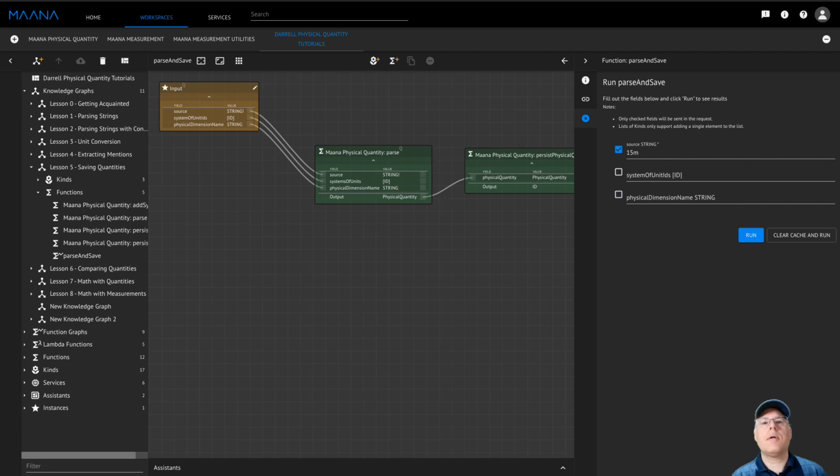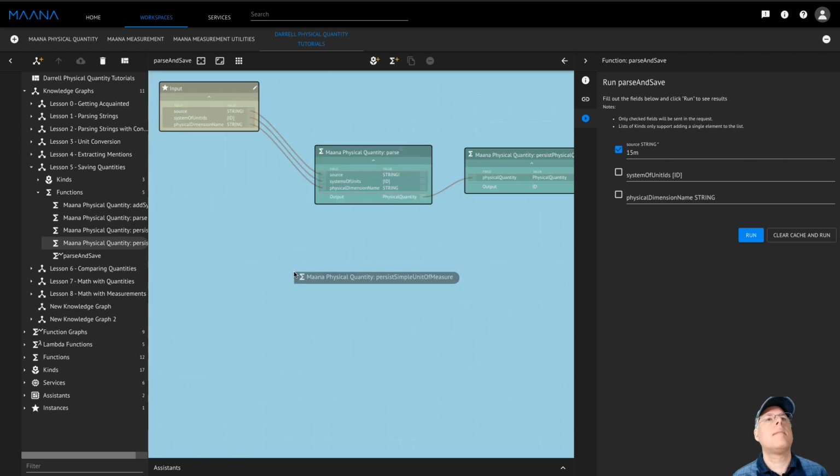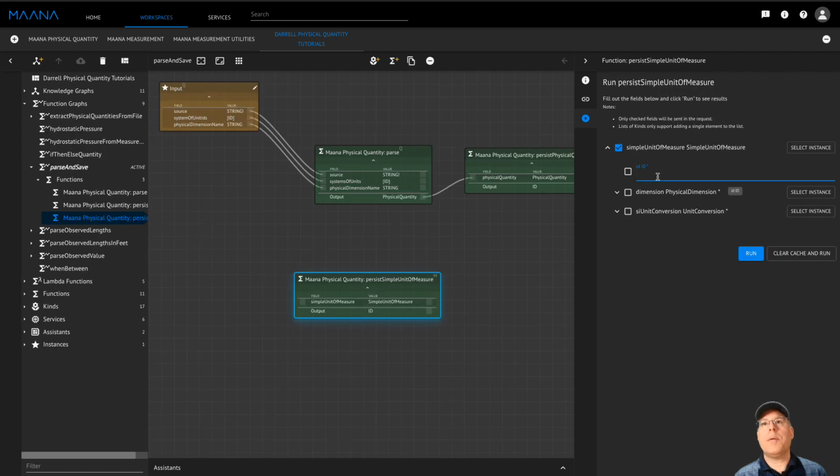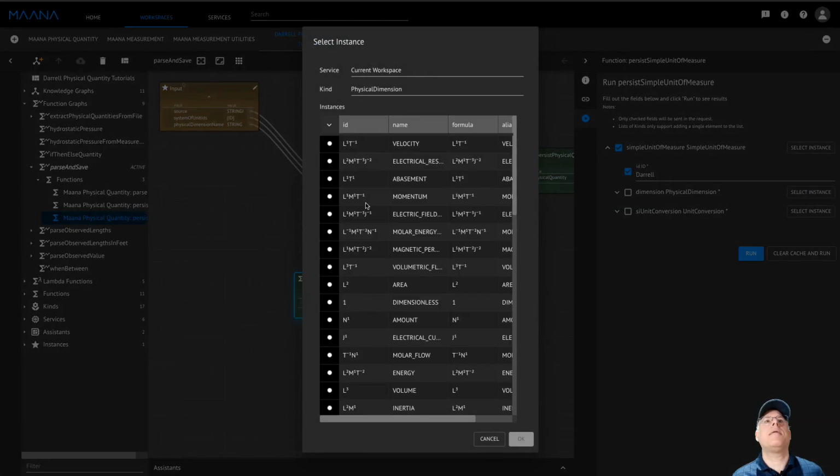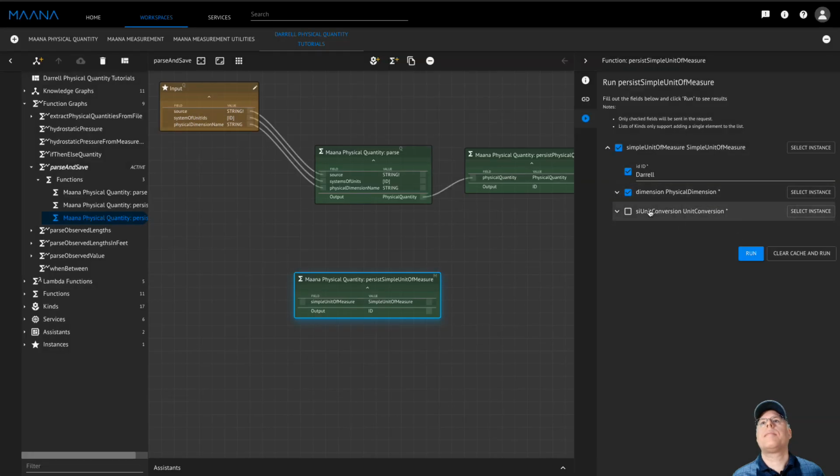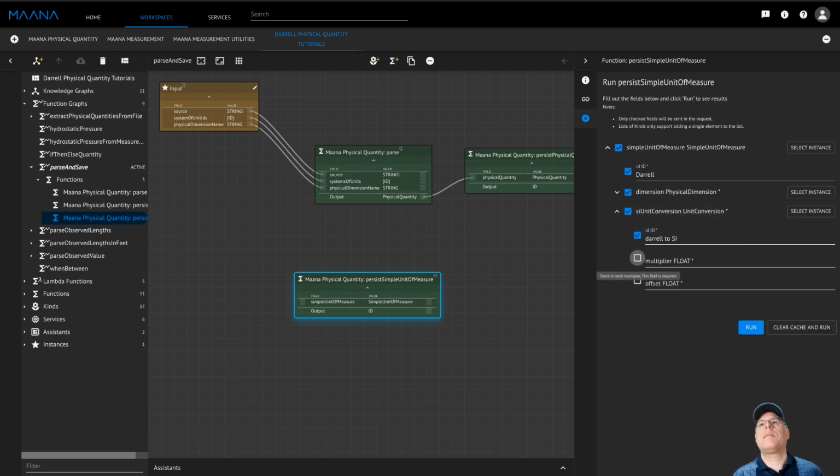So that works. So what if we want to use our own unit of measure? Let's go ahead and create a new simple unit of measure using the persister for simple unit of measure. I'm going to create a unit of measure using my name, and I'm going to make this a dimension of, why not, area. And then I need to give a conversion to the SI unit. I'll give it a multiplier of some random gibberish with an offset of 0.